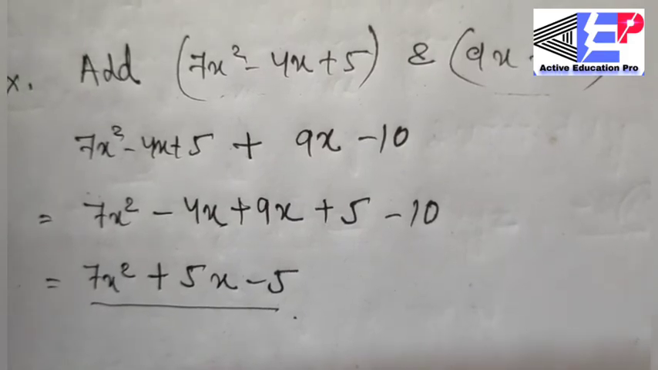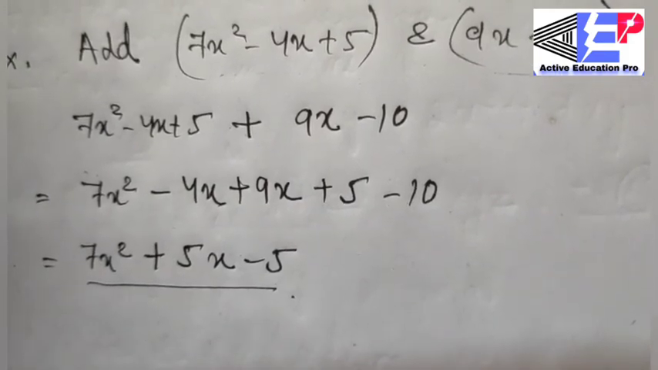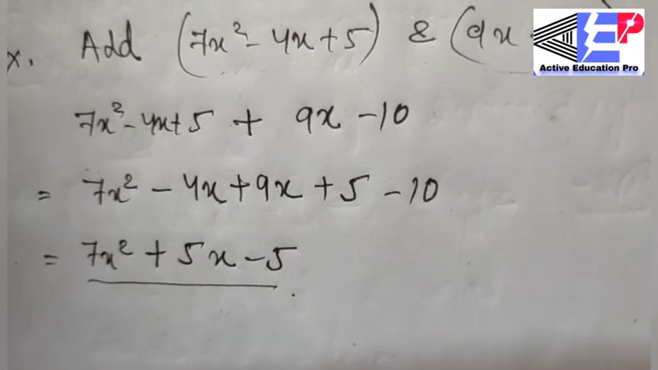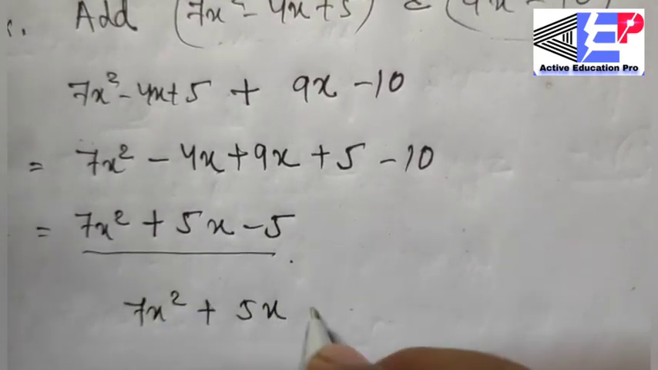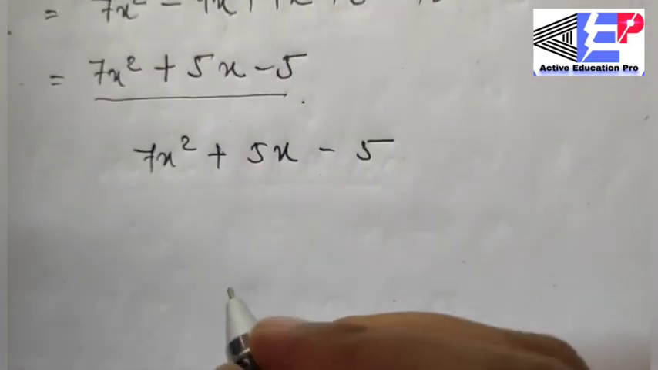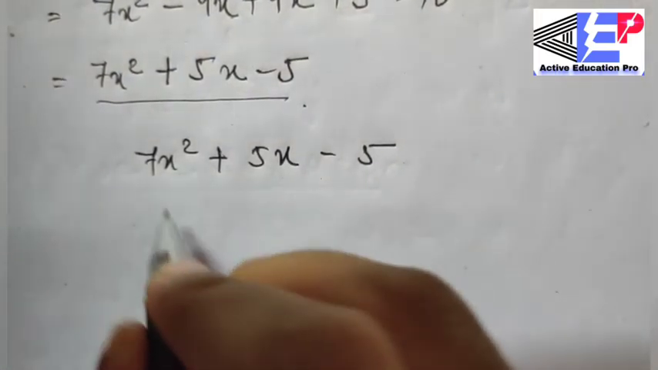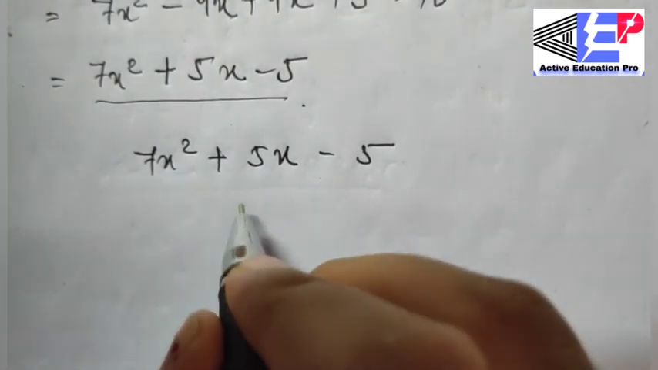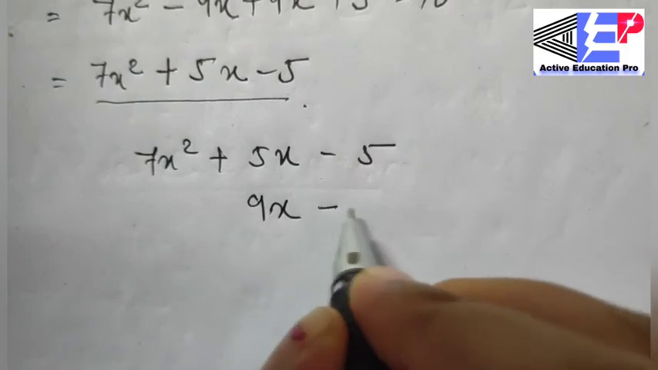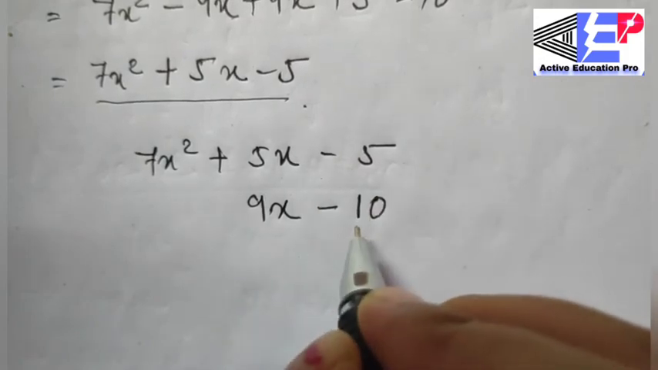We can add these expressions in tabular form. I mean, we can write these expressions in separate rows with the like terms one below the other. I mean 7x square plus 5x minus 5. Then there are no terms containing x square. Then write 9x and then minus 10.